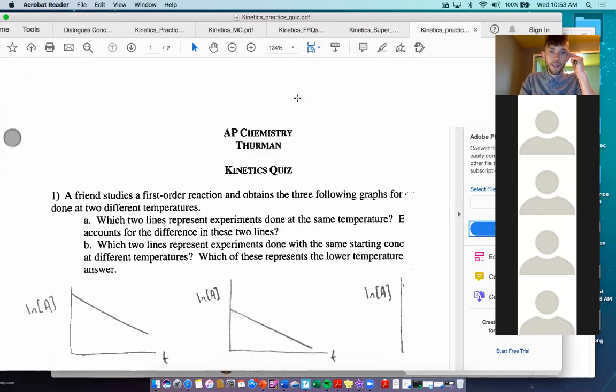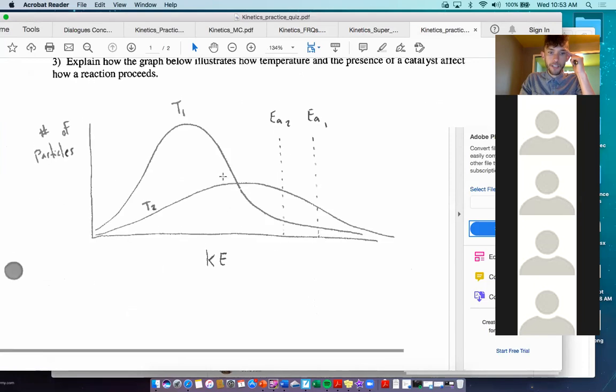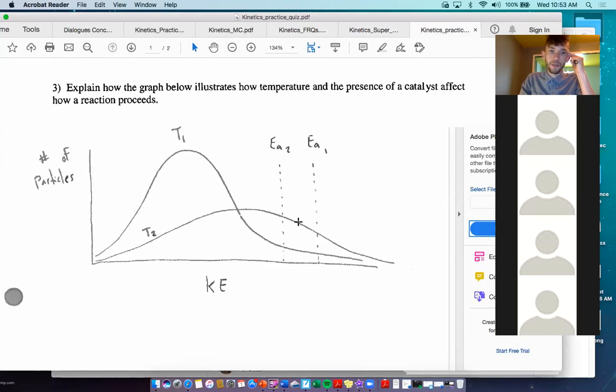Okay, so this is on the practice quiz that I've posted right here. We talked about this already. How do temperature and the presence of a catalyst affect how a reaction proceeds? So T2 is higher, right? It's a larger temperature because the graph has been shifted to the right and flattened.